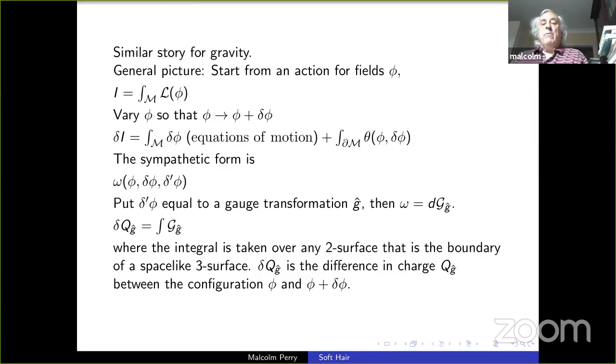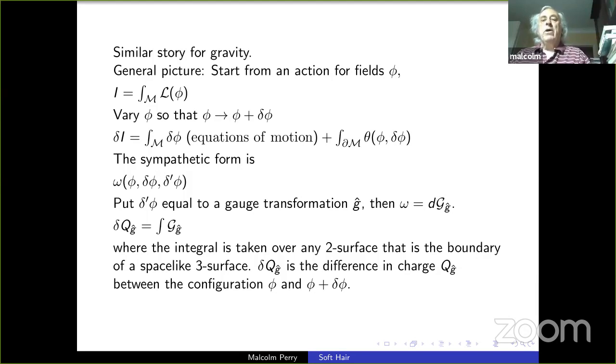If you put delta prime phi equal to a gauge transformation, then you'll end up discovering that the symplectic form is the d of something, and that d of something you consider to be the change in charge between phi and phi plus delta phi. The integral is to be taken over any closed 2 surface, which is the boundary of the 3 surface on which the symplectic form is defined. So that really tells you what the charges are.